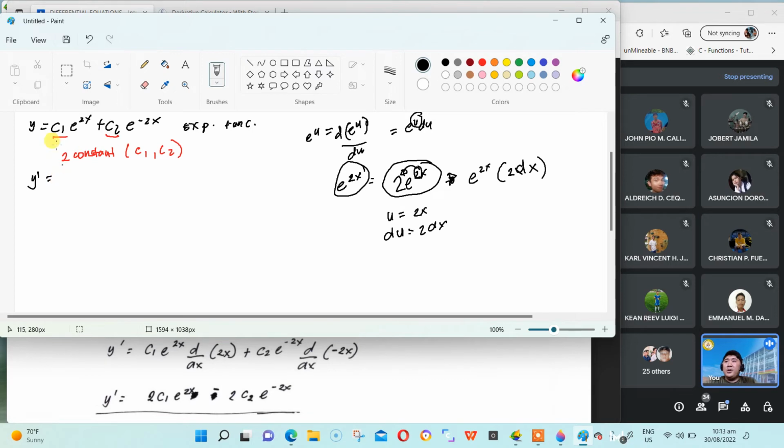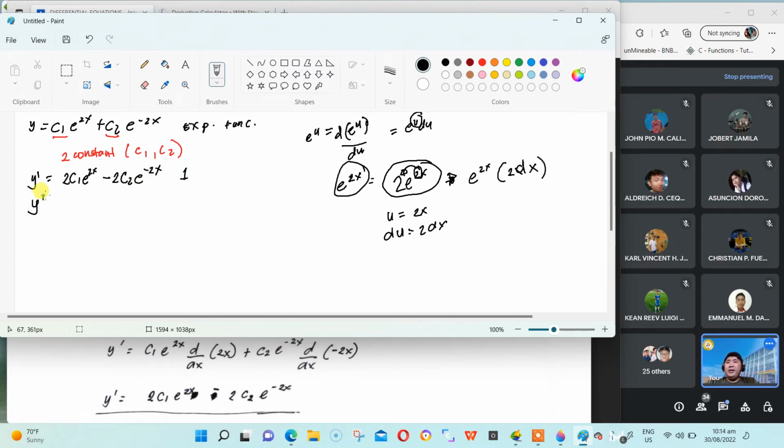So therefore, a constant is a constant, you just copy it. So you have 2c sub 1 e raised to the power of 2x. Okay, mao na si 2 e raised to the power of 2x. Plus, oops, that is not plus, that is minus. Good. Negative 2 c sub 2 e raised to the power of negative 2x. Sakto? Good. So that is our first one.